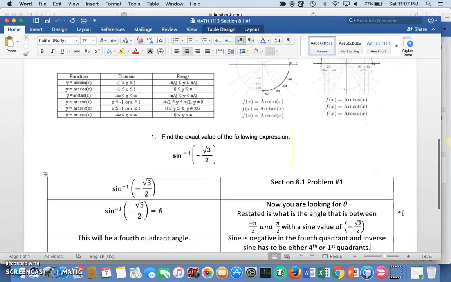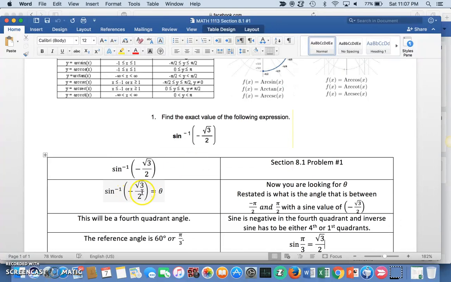Okay, this is to find the exact value of the following expression. Well, inverse sine, with sine being negative, is going to be over here in the 4th quadrant. So once you determine where it is located, and you can restate it if you want to, you want to know what trig function has a sine value of -√3/2. Has to be between -π/2 and +π/2. It's a 4th quadrant angle.